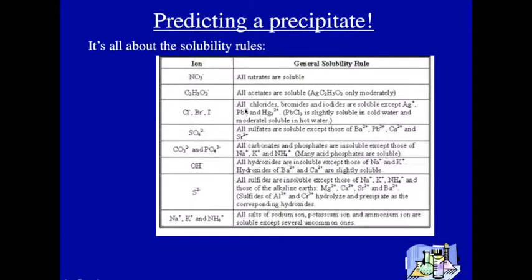This should be lead 2, but lead 2 chloride and mercury, this is actually mercury 1 chlorides. Lead 2 chloride is slightly soluble in cold water, but moderately soluble in hot water. It's not very soluble. Sulfates are generally soluble except for barium sulfate, lead 2 sulfate, calcium sulfate, which is plaster of Paris, and strontium sulfate. Carbonates, phosphates, generally insoluble except for sodium, potassium, and ammonium.